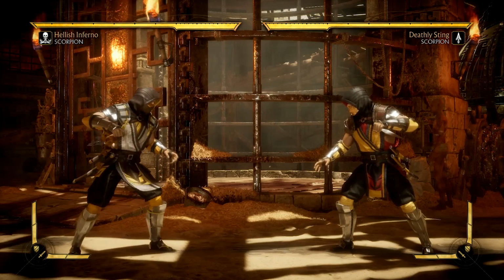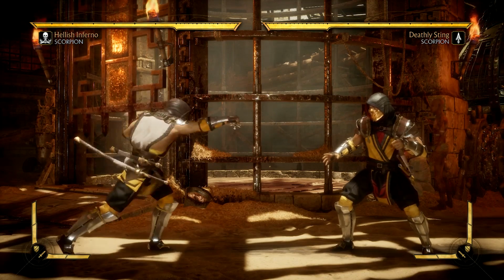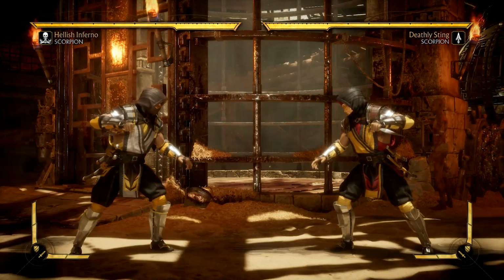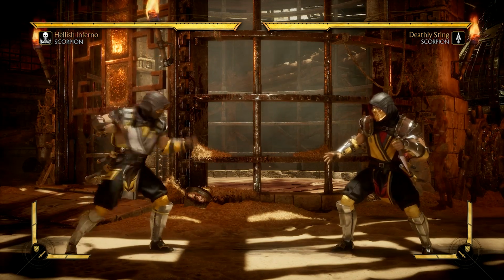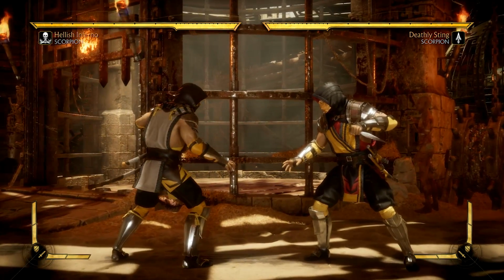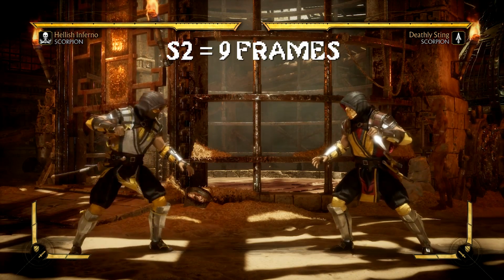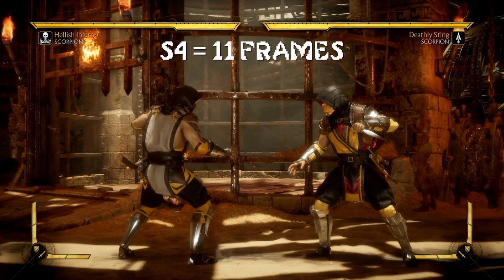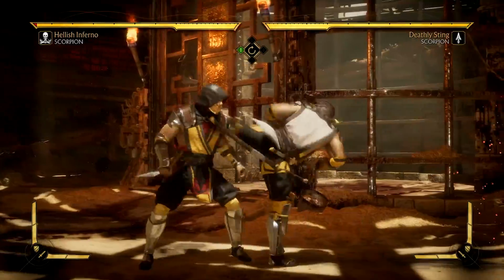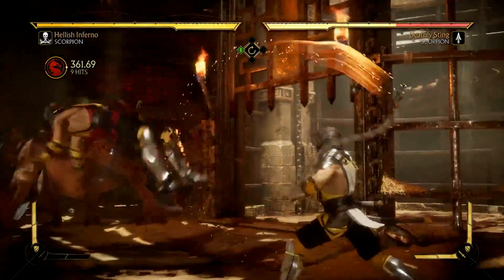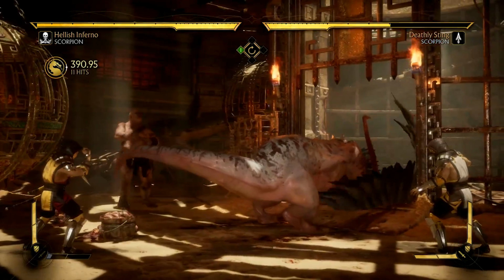To see if we can punish the teleport, look at the startup frames of the first hit in a combo string. In Scorpion's case, the startup of standing 1, standing 2, and standing 4. Standing 1 is 7 frames, standing 2 is 9 frames, and standing 4 is 11 frames. Because the teleport is -20, all 3 of these attacks will punish the teleport in time and with a generous amount of leeway at that.